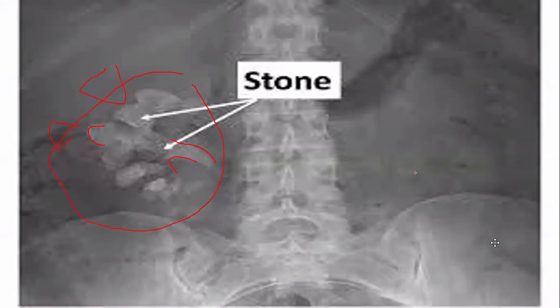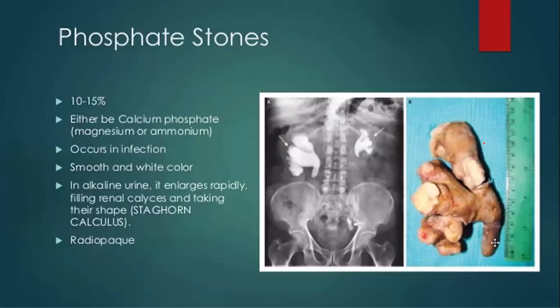Okay, so that's it. That is not a ginger. That is a Staghorn. So look at that. This is your ureter, this is your pelvis, doctor. This is your calyces.